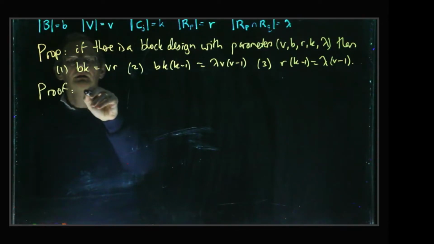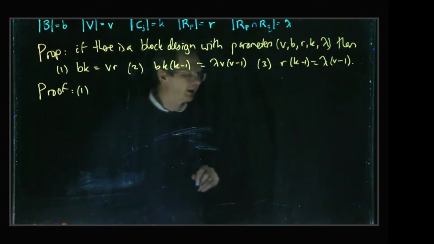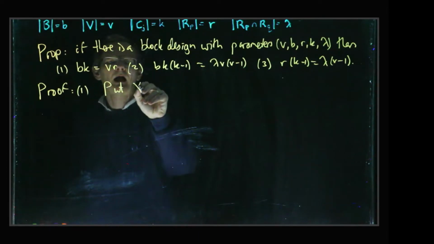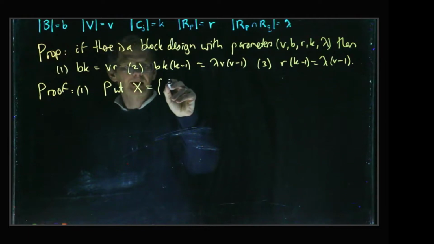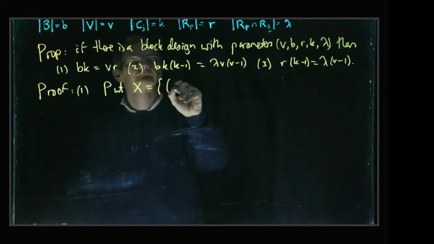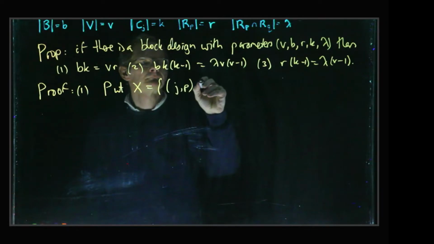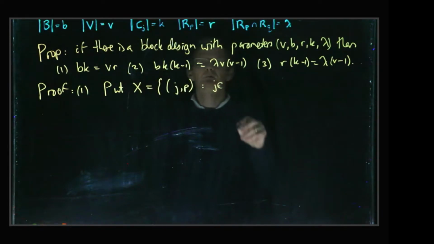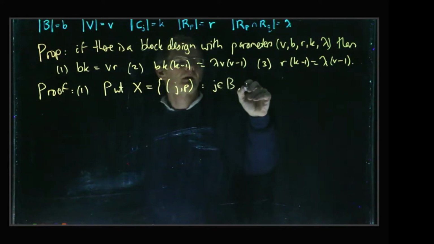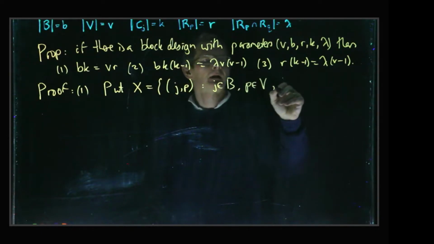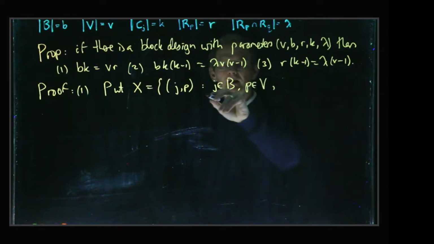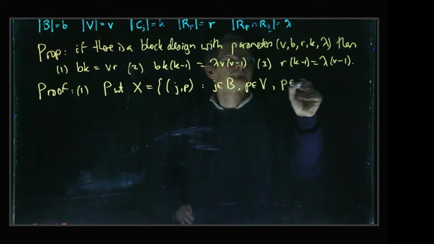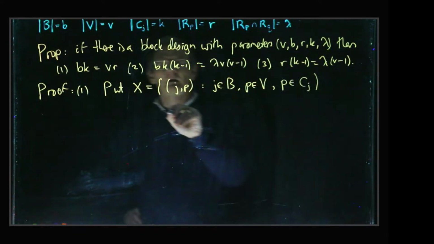So, the proof for claim 1. Let's put X to be the set of pairs (j, p), where j is a block, p is a variety, and p is supposed to lie in Cj.